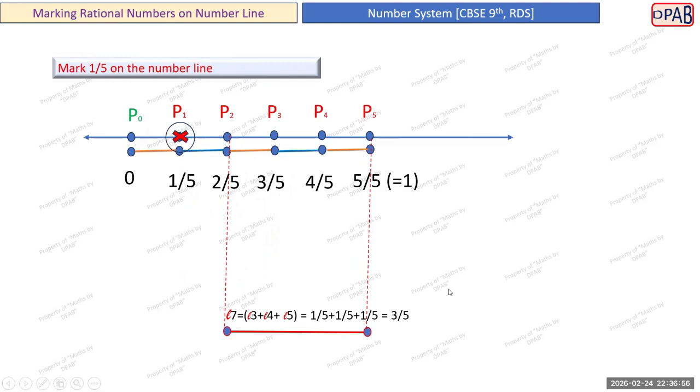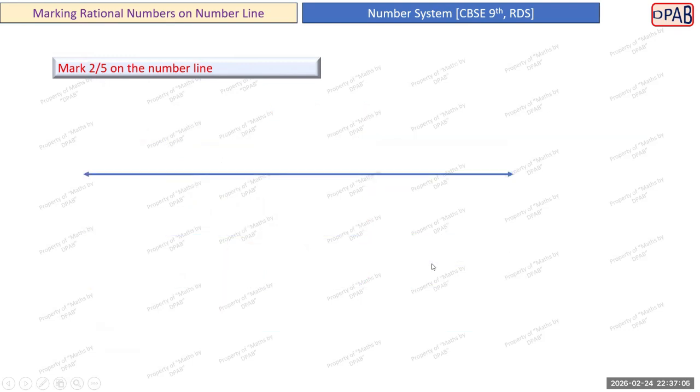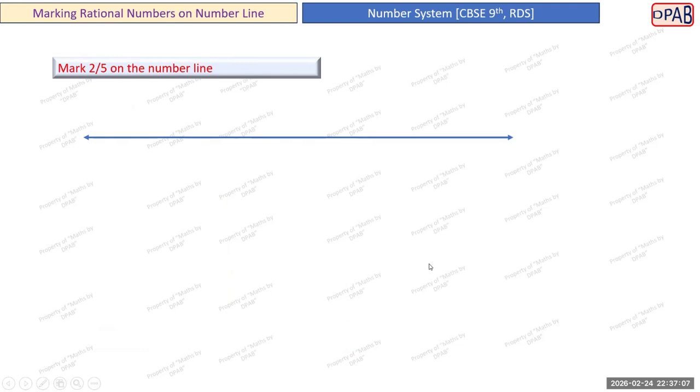So this is a small piece of information for you, even though it is not required when you study marking a rational number on the number line. It is just for your information and to gain more knowledge on what we are doing. Next one is: mark 2 by 5 on the number line.